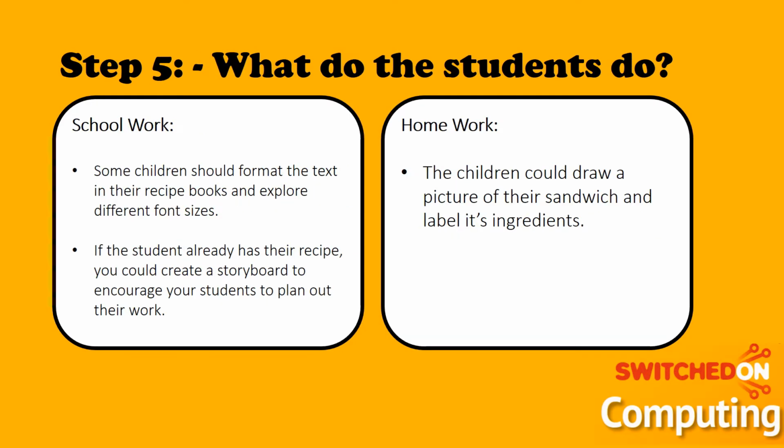So in terms of what they'll manage to complete, some students will have all their text in and they'll have their recipe done, and some students will be able to format the text that goes in the book and explore the different font sizes. Now, if you like to have control and you like to make sure that students have some idea of where to go, a good opportunity here is to create a storyboard. For some of your lower ability students that are struggling to put it in a correct order, if they've got a storyboard in front of them of what the slide's going to look like, then they might have a better idea of what to do.